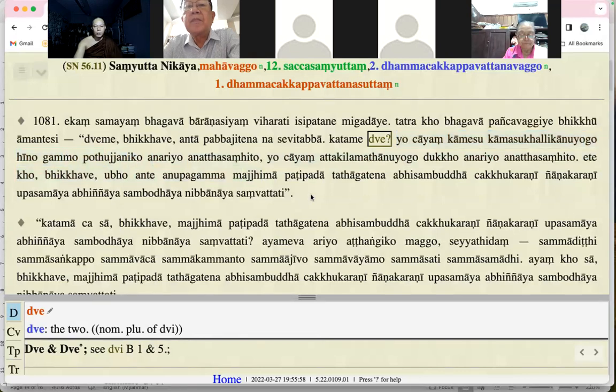And also, yo ayaṃ kāmesu kāmasukhallikānuyogo. Here also you see, the yo and the ayaṃ, and the kāmesu kāmasukhallikānuyogo. Those yo and ayaṃ are also related to, or modify, the kāmasukhallikānuyogo. The other modifiers are here later, you see. So in this sentence also, the emphasis is not about the hīno, the state of being low, not about the gammo, not about the puthujjaniko, not about the anariyo, not about the anatthasaṃhito, just talking about the kāmasukhallikānuyogo.